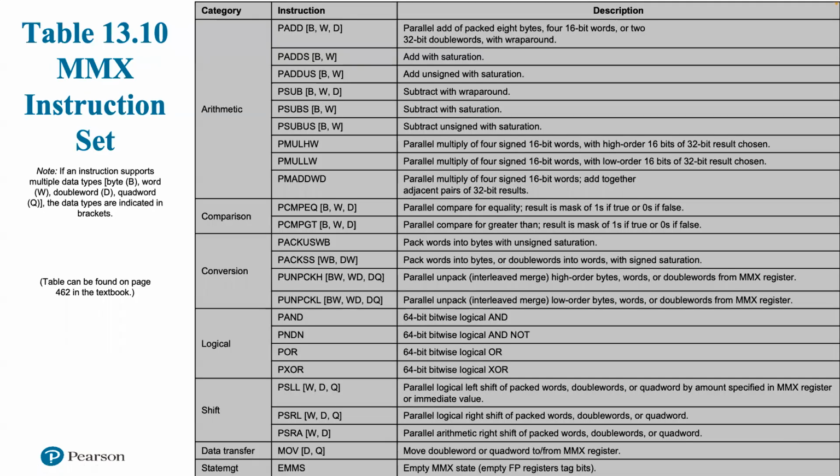Table 13.10 lists the MMX instruction set. Most of the instructions involve parallel operations on bytes, words, or double words. For example, the PSLLW instruction performs a left logical shift separately on each of the 4 words in the packed word operand. The PADDB instruction takes the packed byte operation as an input and performs parallel additions on each byte position independently to produce a packed byte output.